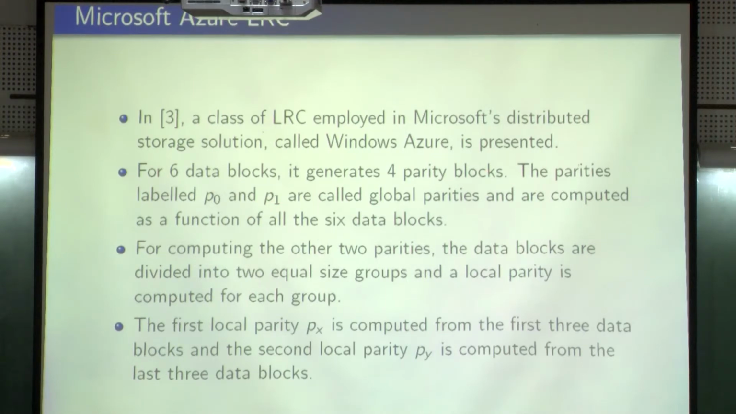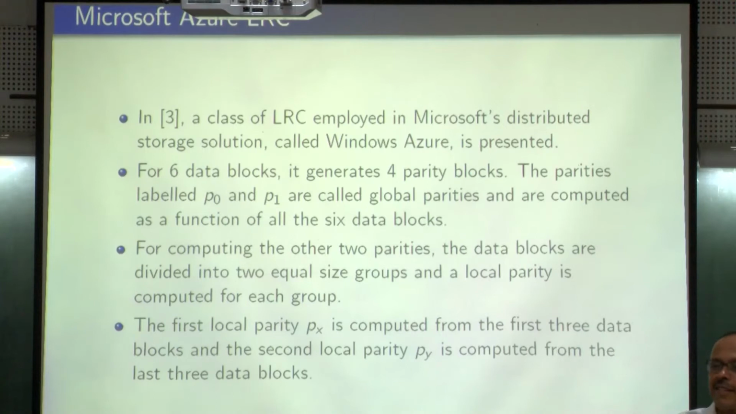Now you divide these parities into 2 parts. For example, there are P0 and P1, which are global parities that depend on all 6 symbols. They are computed as a function of all 6 data blocks. Then it computes the other 2 parities: the data blocks are divided into 2 equal size subgroups, and a local parity is computed for each group. So I have 6 blocks, I group them into 2 groups of 3 and create two local parities, and a local parity is simply the sum of them.